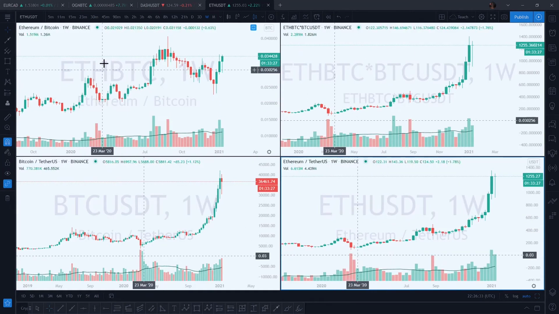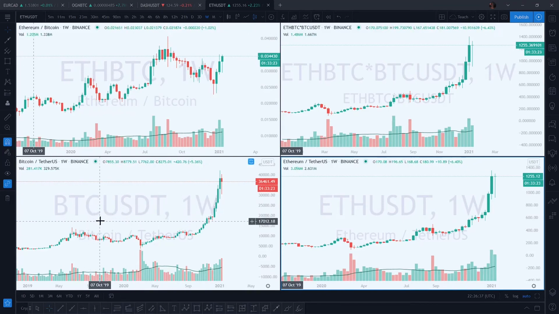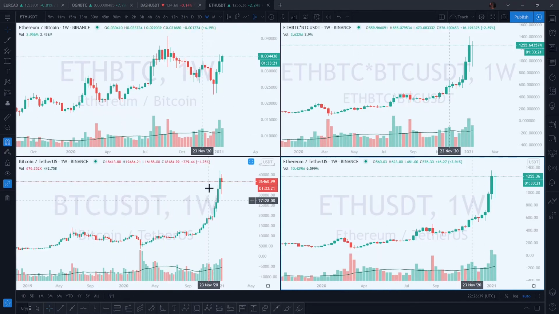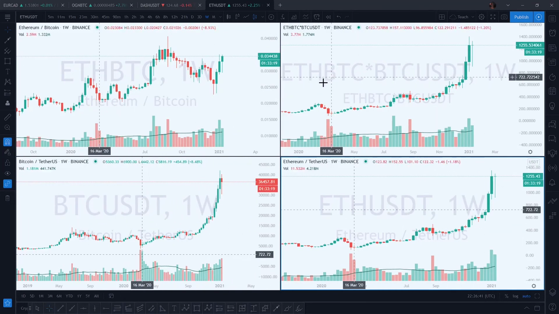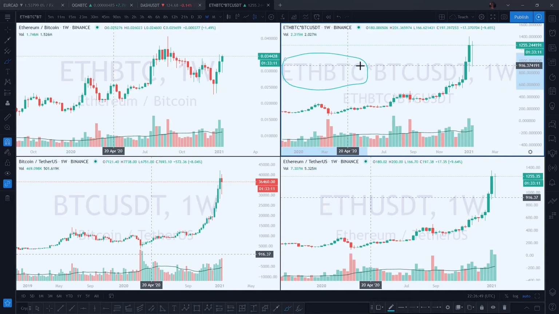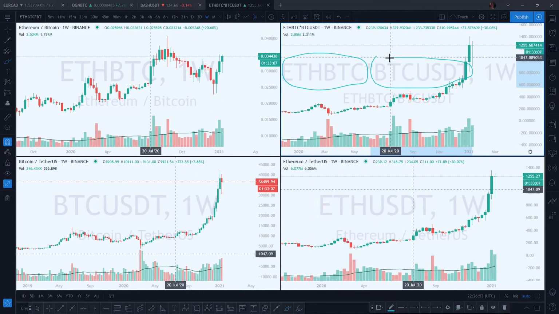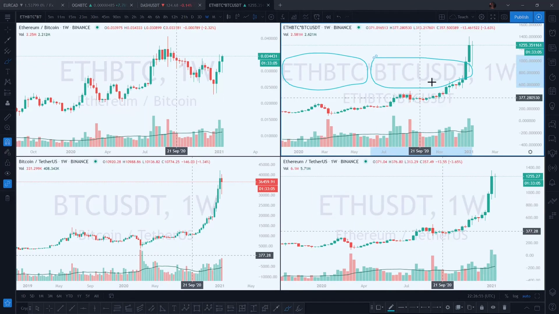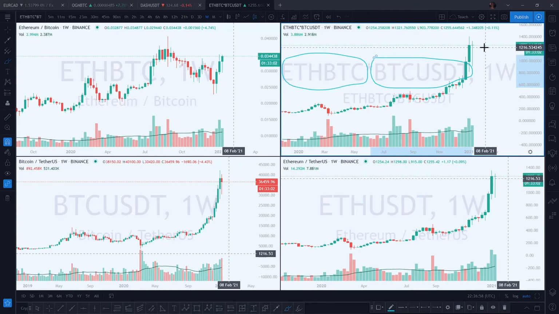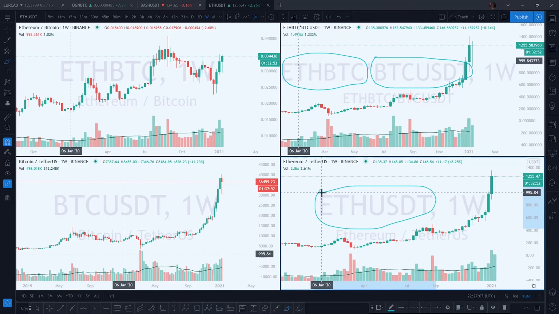In this box, I have the ETH BTC pair on the weekly time frame. Here I have BTC USD on the weekly time frame as well. And here you can see I have ETH BTC multiplied by BTC USDT to give us the USDT value of ETH. That was when ETH USDT had not yet been listed.